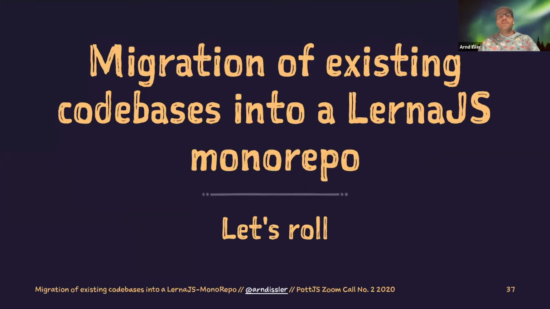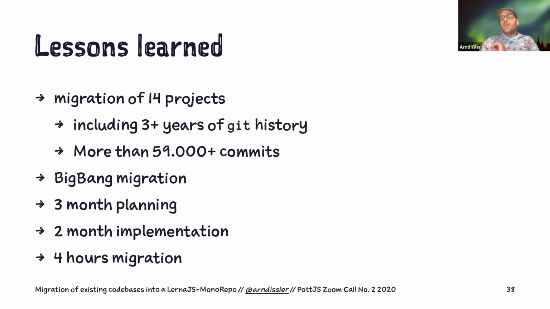Migration of an existing code base into a LernaJS MonoRepo. This is the talk title. So let's roll. All the facts I'm providing are the hard learnings of a migration process I was part of. And I already told you that we migrated 14 projects to a MonoRepo. These were more than 3 years of Git history, which is a lot of commits, namely more than 59,000 commits.